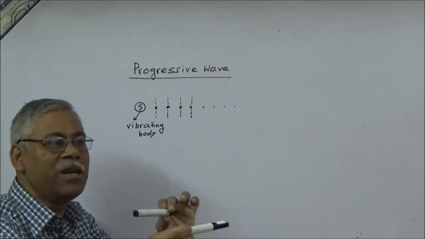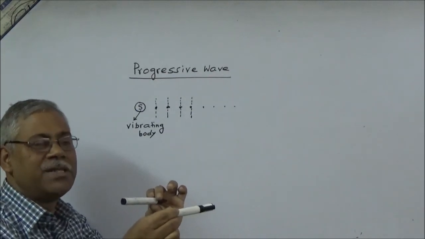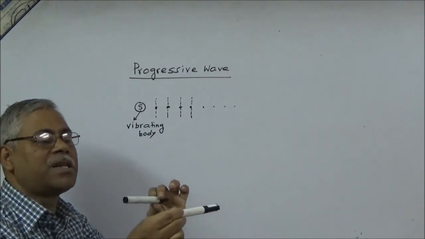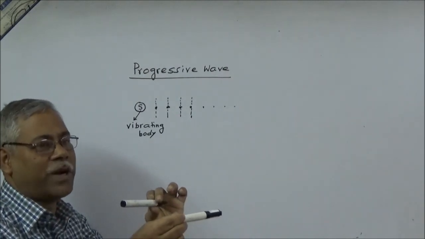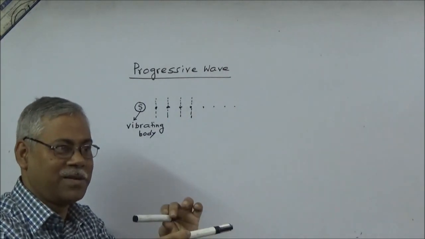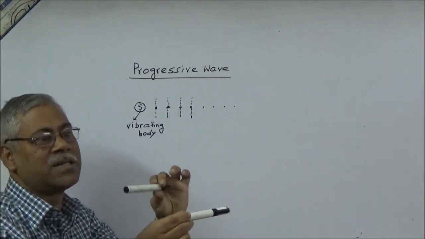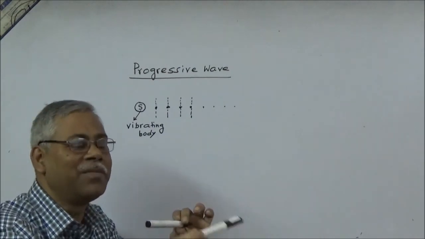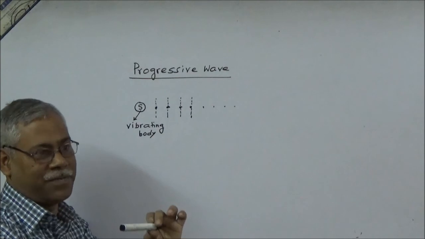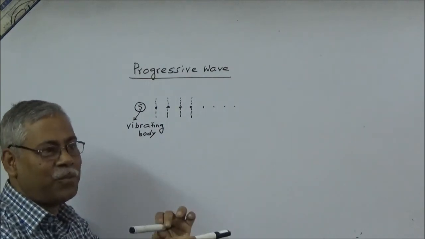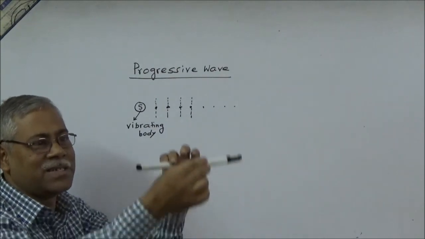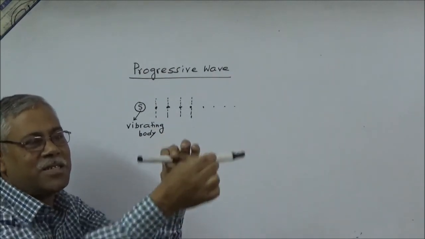What is the basic meaning of phase difference? There is a time lag between the start of vibrations of two particles. It means one particle starts its vibration earlier than the other particle. In that case, there is a phase difference. But if both the particles start vibrating at the same instant like this, the phase difference is zero.